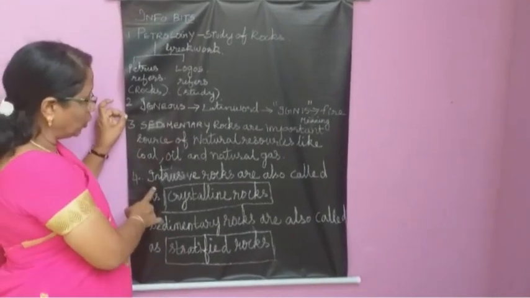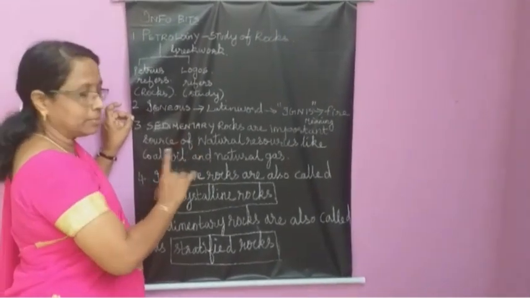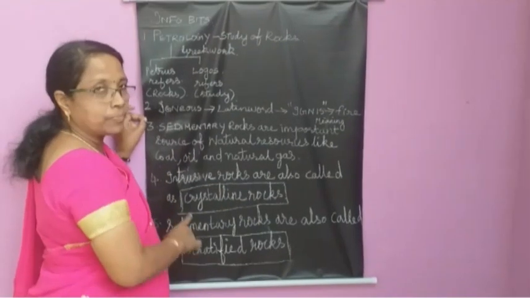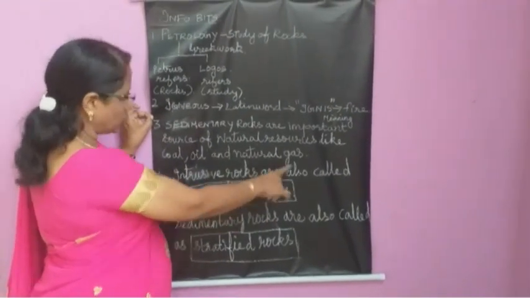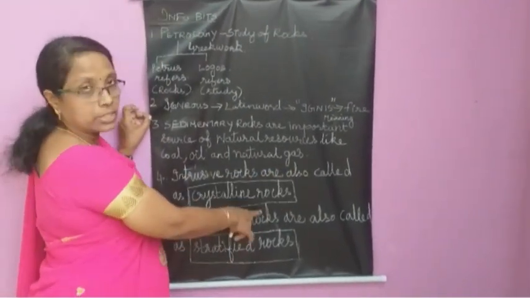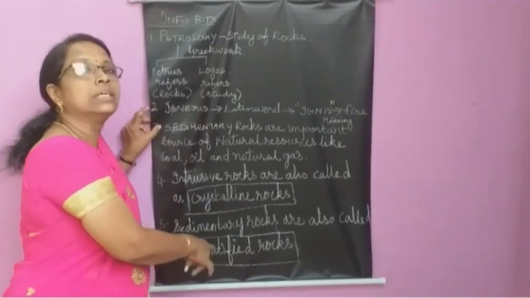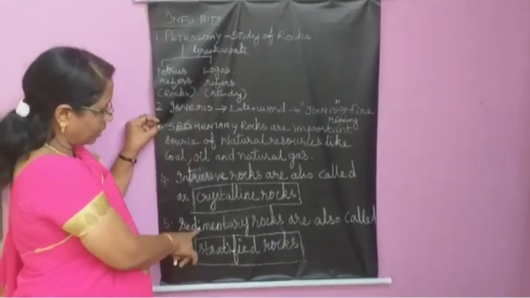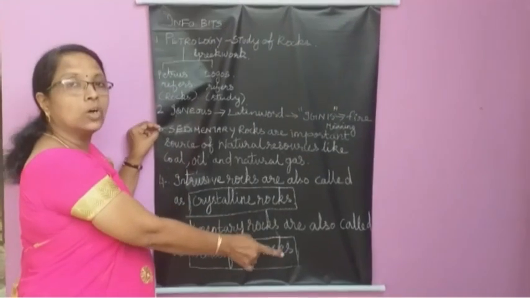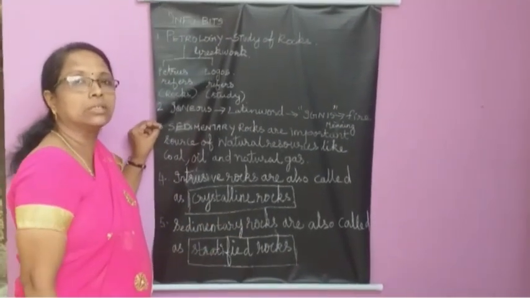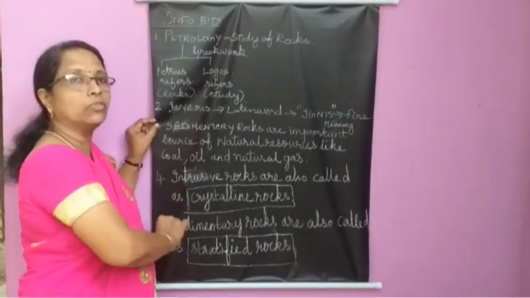Next one, intrusive. We have already seen that igneous has two types. Intrusive rocks are also called crystalline rocks. Then sedimentary rocks are also called stratified rocks. These are some of the info bits. Keep in mind.